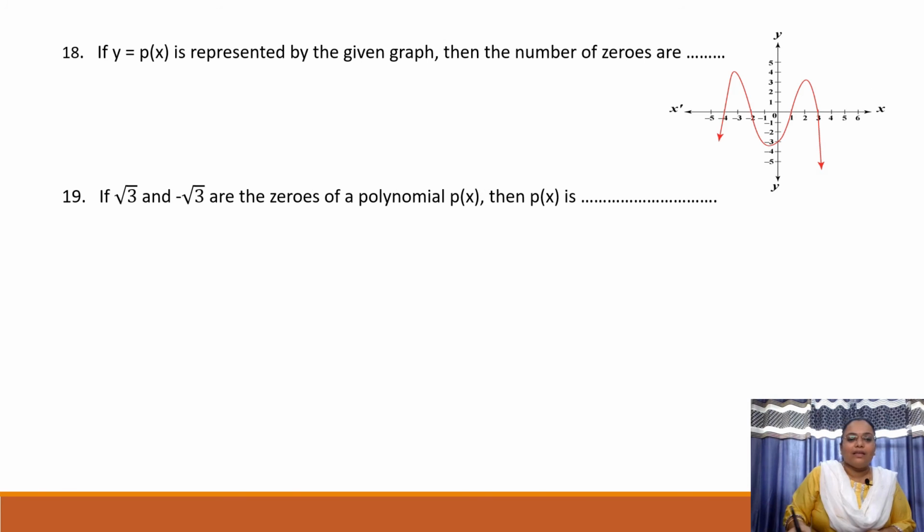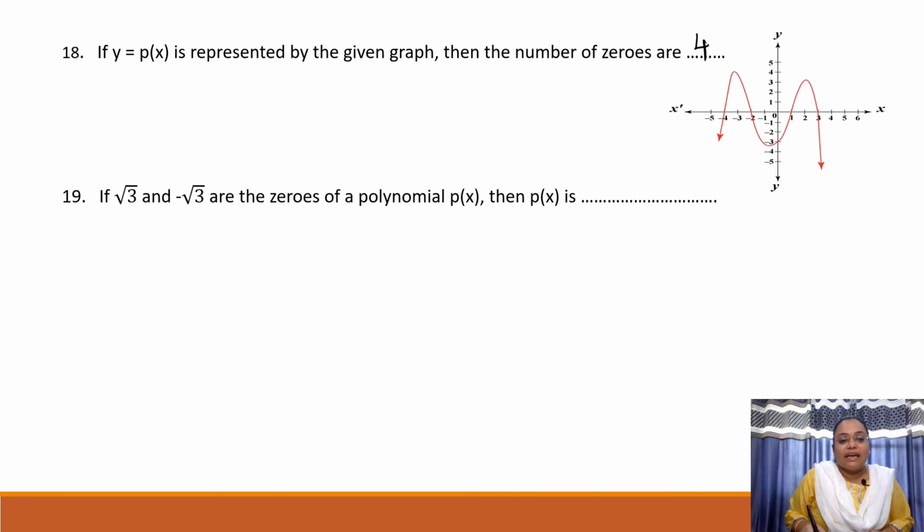Okay. So the next one is, if y is equal to p of x is represented by the given graph, then the number of zeros are. If you see, the graph is cutting the x-axis at 4 different points. These are minus 4, minus 2, 1 and 3. So we can say that it has 4 zeros.